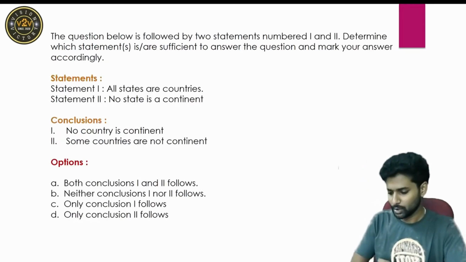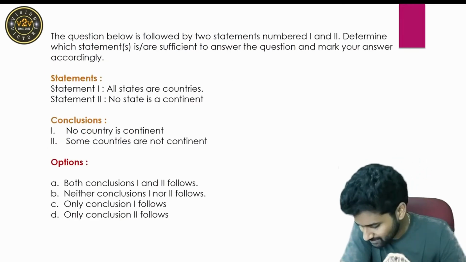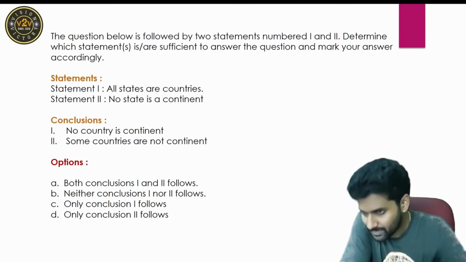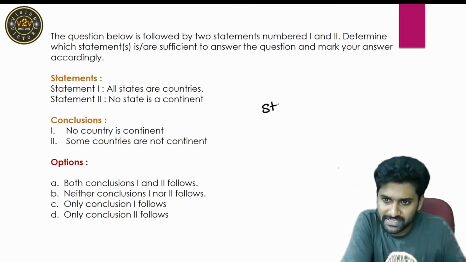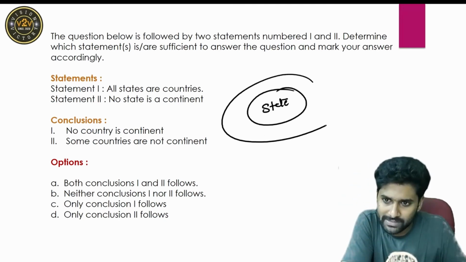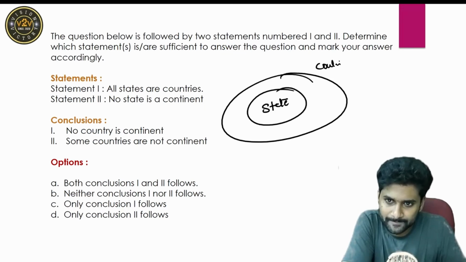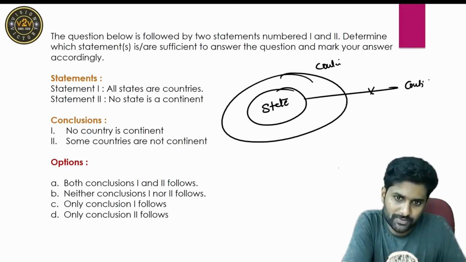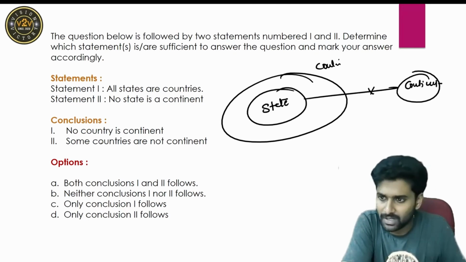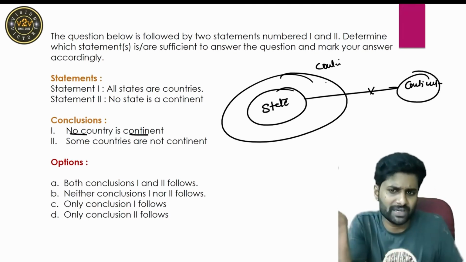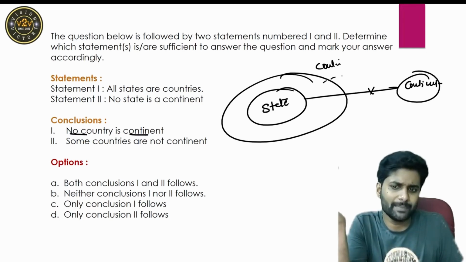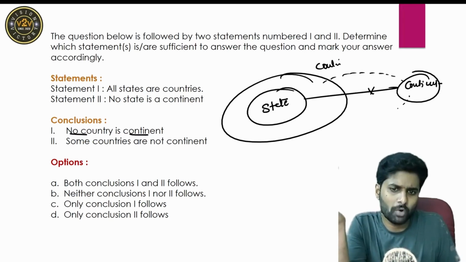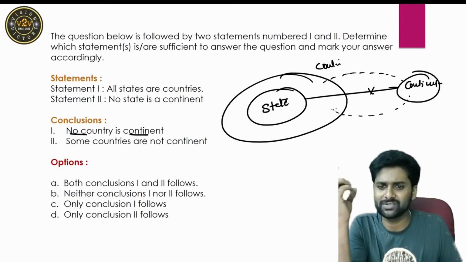Next one. Question from syllogism. Now see, all states are countries. No state is a continent. So observe the diagram here. Now see, no country is a continent. Guys, there is a possibility we can assume some of the countries can be a continent. I can assume all continents can be a country. So there is a possibility.